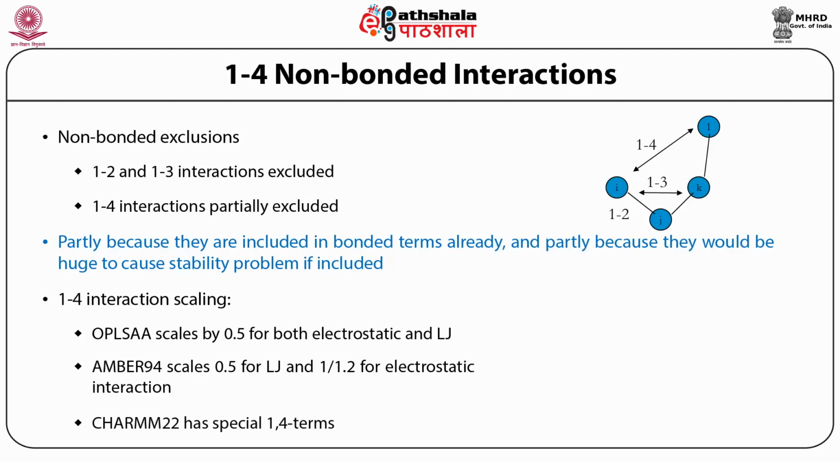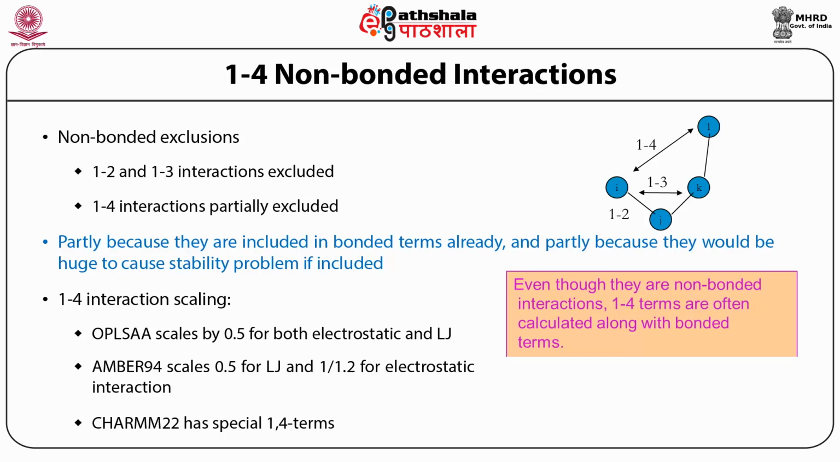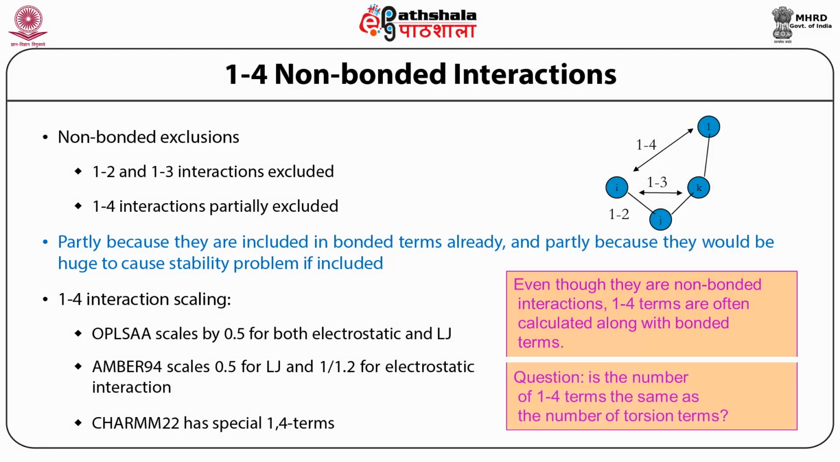However, CHARMM has a special term derived for 1-4 interactions. Why is this so important? The reason is written in the next slide, in the corner of this slide itself, which says very clearly that even though all the non-bonded interactions and the 1-4 terms are often calculated with the bonded terms, as I explained earlier, it is also a part of the torsional angle energies. So there could be an interesting question: is the number of 1-4 terms the same as the number of torsional terms? I will leave this question to you to answer.